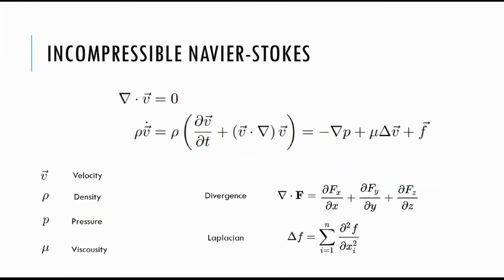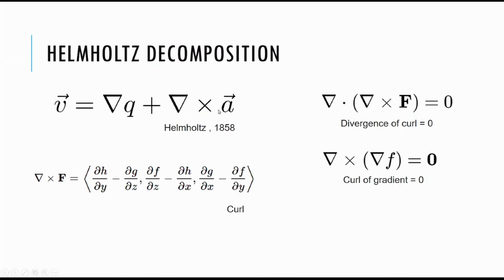Well, why do we care? Let's go back to our equations we're trying to solve. We want the velocity field to have zero divergence. And we know that the second part, the second term here, has zero divergence. So how can we use this?